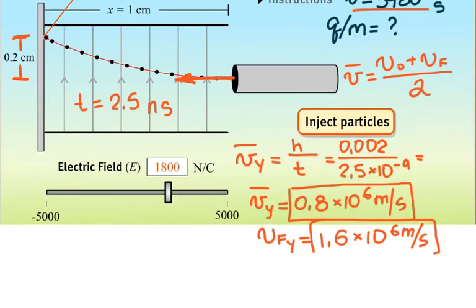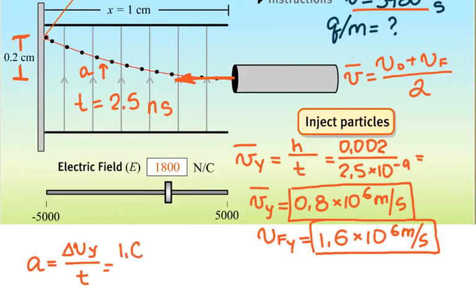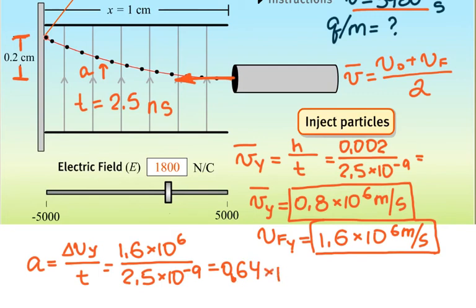Since I know the change of the vertical velocity and I know the time, I can find the acceleration vertically. So the particle is going to be accelerating in this direction. So I can find the acceleration is equal to change of the vertical velocity over the time. The initial vertical velocity is 0 and the final is 1.6 × 10^6, so it's 1.6 × 10^6 minus 0 divided by the time it took, which is 2.5 nanoseconds. And acceleration is equal to 0.64 × 10^15 meters per second squared.